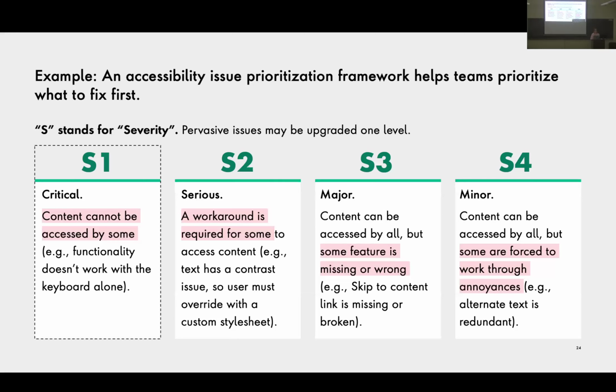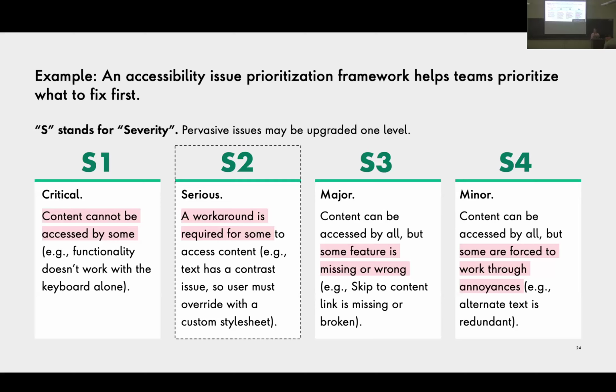An S1 is something we define as a critical issue. Our definition is that some people cannot access content depending on how they navigate. For example, if something didn't work with the keyboard, when it's supposed to, we would log that as an S1. An S2 we define as a serious issue, and that means somebody might require a workaround, again depending on how they need to access content. A classic one is if the text doesn't meet contrast requirements, and some people might need to override the style sheet with their own custom style sheet. They shouldn't need to do that workaround, so we call that an S2 issue.